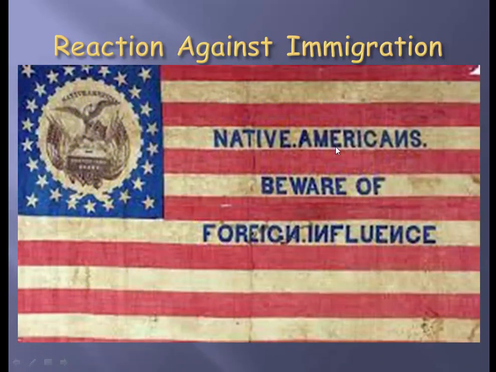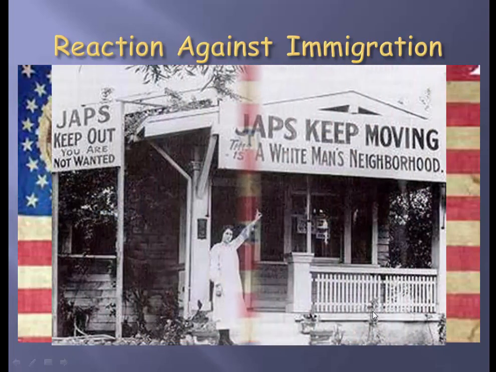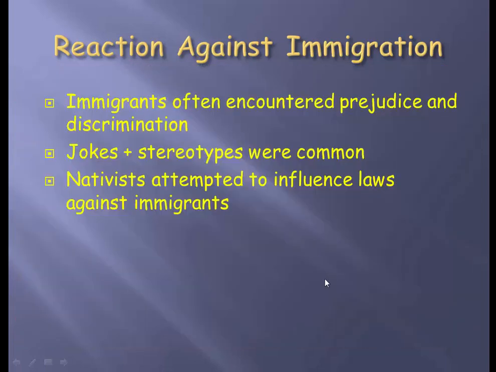So look at this. Native Americans beware of foreign influence. And look what's happening to the "en" in influence: it's backwards, because those new people are going to turn America backwards. No good, right? You'll find this in San Francisco. "Japs keep moving. This is a white man's neighborhood," right? Clearly showing you that these people in California don't want those Asian immigrants moving in. So you should see that.